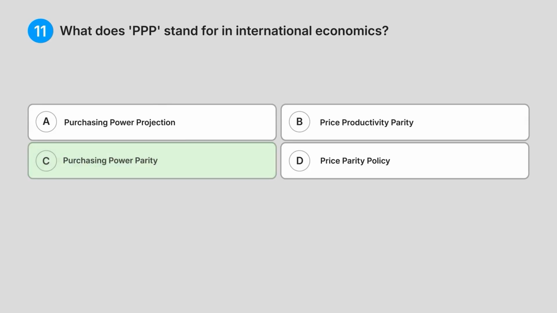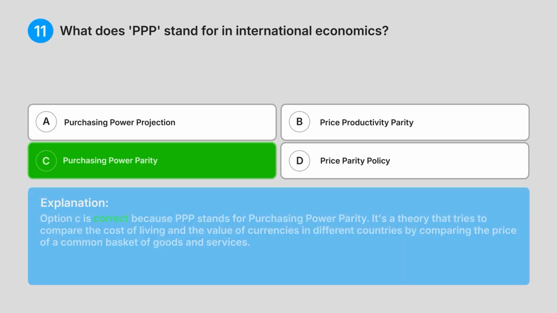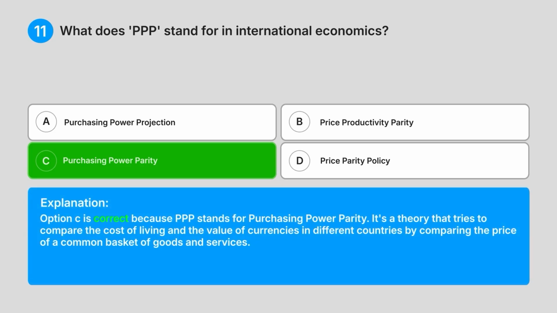Correct answer, C. Purchasing power parity. Explanation. Option C is correct because PPP stands for Purchasing Power Parity. It's a theory that tries to compare the cost of living and the value of currencies in different countries by comparing the price of a common basket of goods and services.